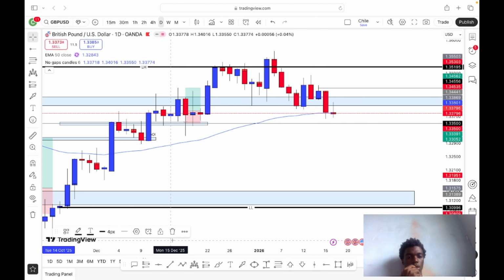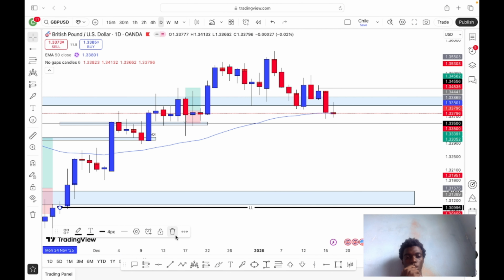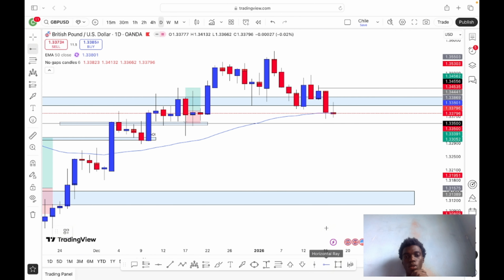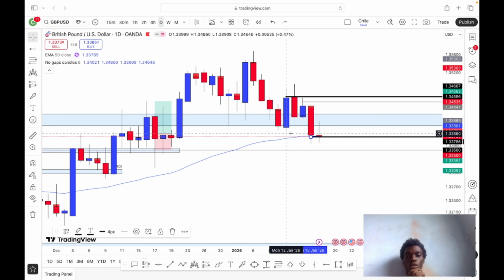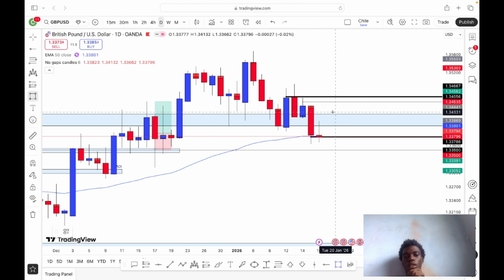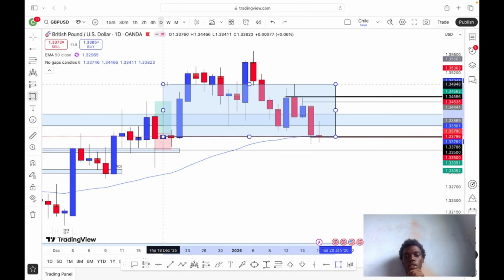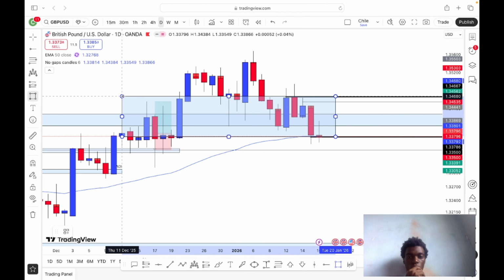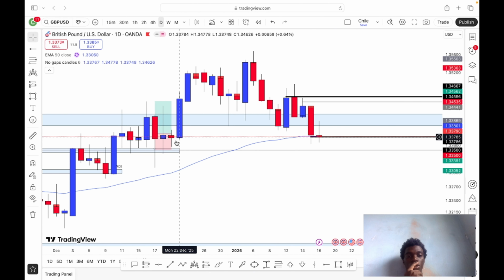Let me just delete this. So this is our previous lower high, and this is our lower low. So we're looking to find our area of interest in this level between the lower high and the lower low. So as you can see right here, what a coincidence. The same level on the weekly is also the same level on the daily.